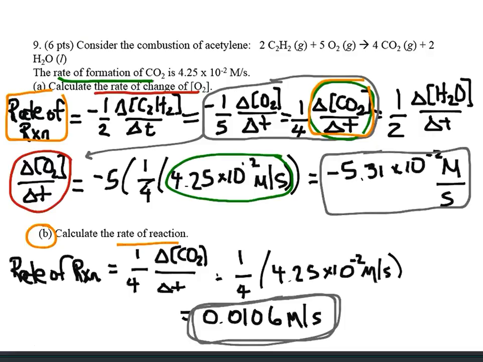Parts A and B were each worth 3 points. You get 1 point for the related rates expression, 1 point for the math that you did to solve for that, and then 1 point for the answer. And then part B was the same way: 1 point for this related rates expression, 1 point for doing the math correctly, and 1 point for your answer.